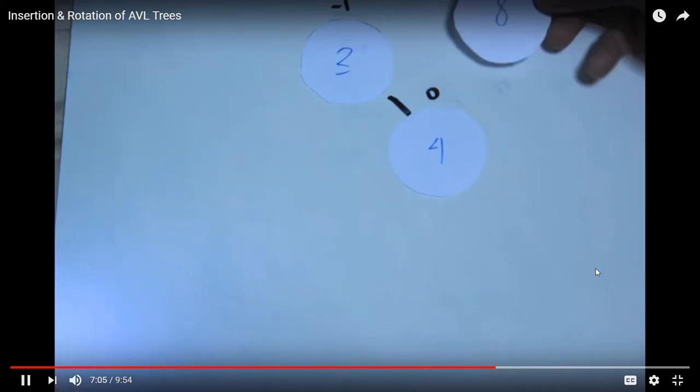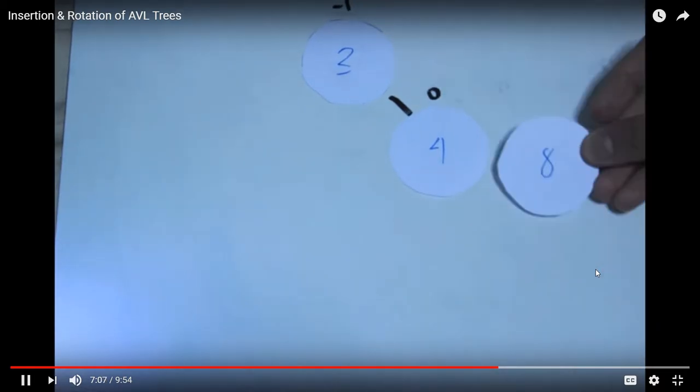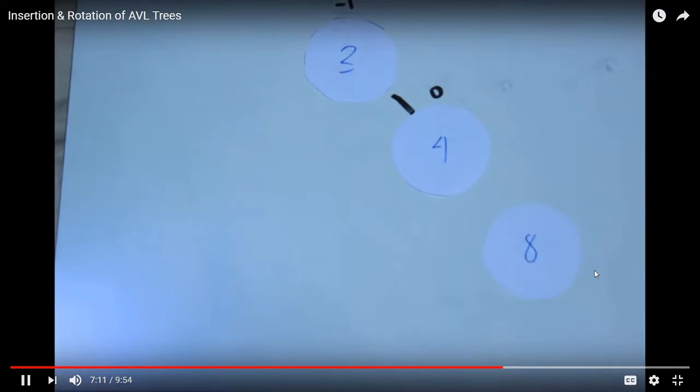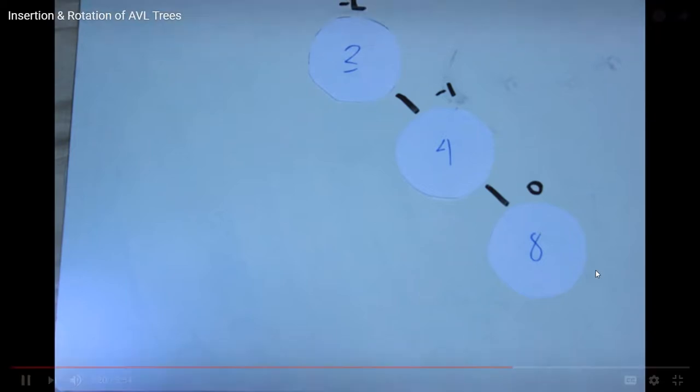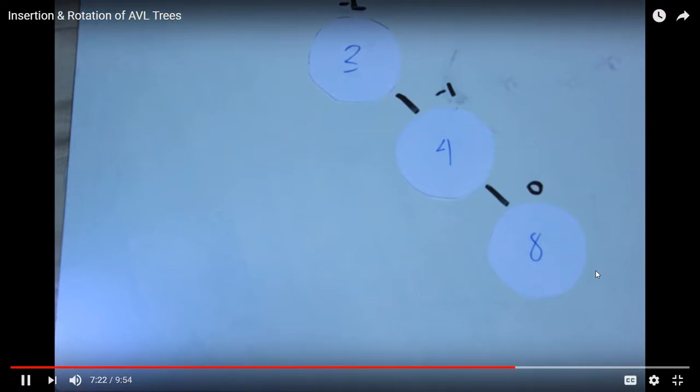Now insert 8. Since 8 is greater than 3, move down the right subtree. Since 8 is greater than 4, move down again the right subtree. Again, check the balance factor. Balance factor of 8 is 0, 4 is negative 1, but this time the balance factor of 3 is negative 2, indicating that it is unbalanced.